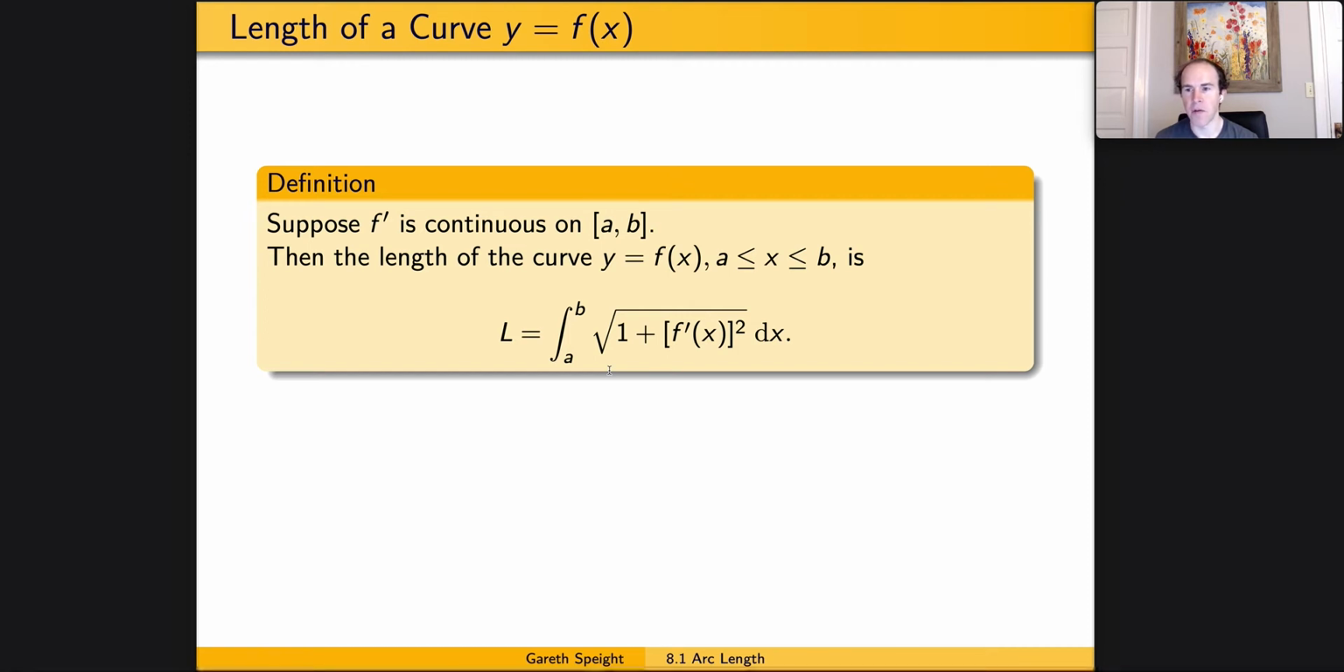Sometimes though, the square root gives us quite tricky things to integrate. So in practice, unless it's a simple example, it can be quite hard to find the arc length. But most of the examples we see are going to be things that are actually computable.